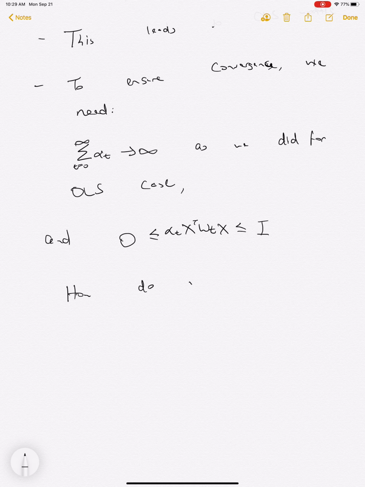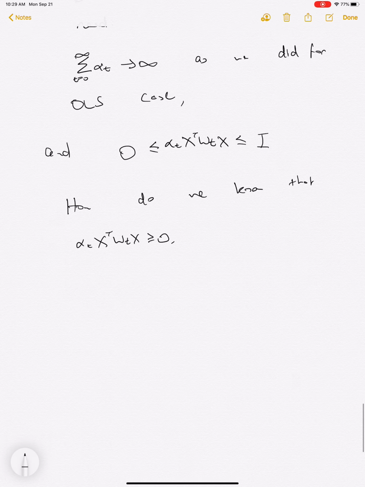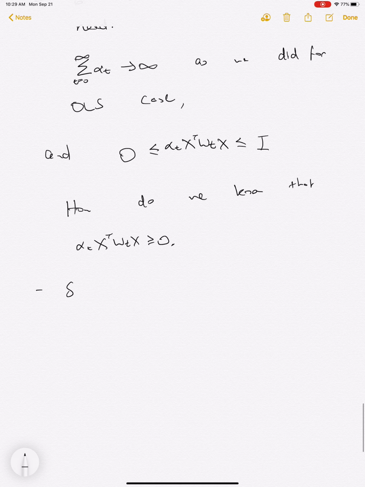And so how do we know? The first thing to address is how do we know that alpha_t X transpose W_t X is bigger than or equal to 0? And this is where convexity is really important. We know that since A is convex, that means that A prime prime of gamma_ti is greater than 0 for all choices of gamma_ti. It doesn't matter what you choose, because it's convex, or because it's strictly convex.